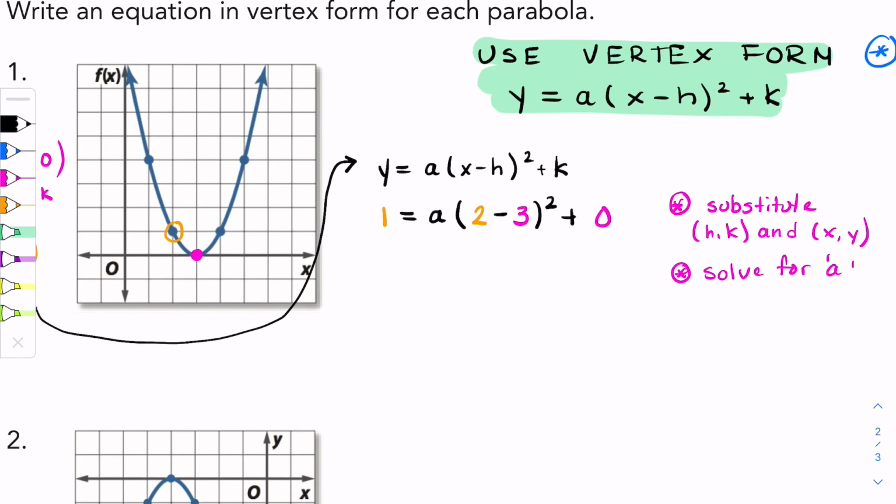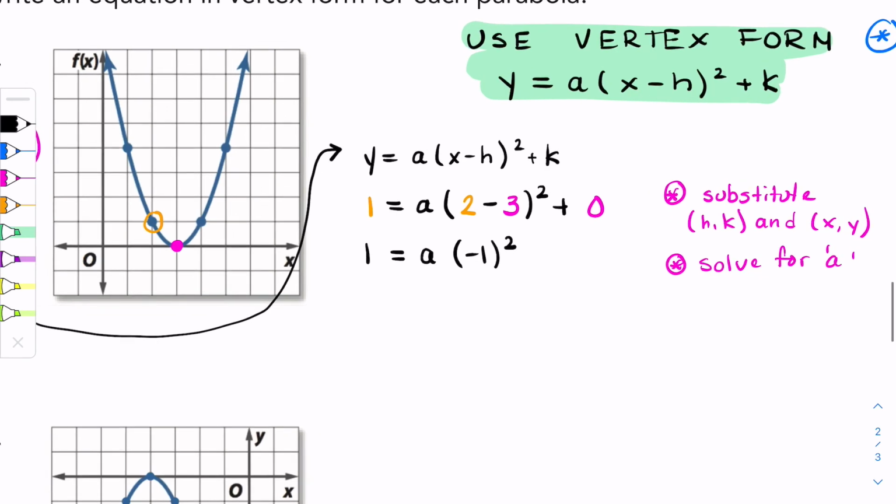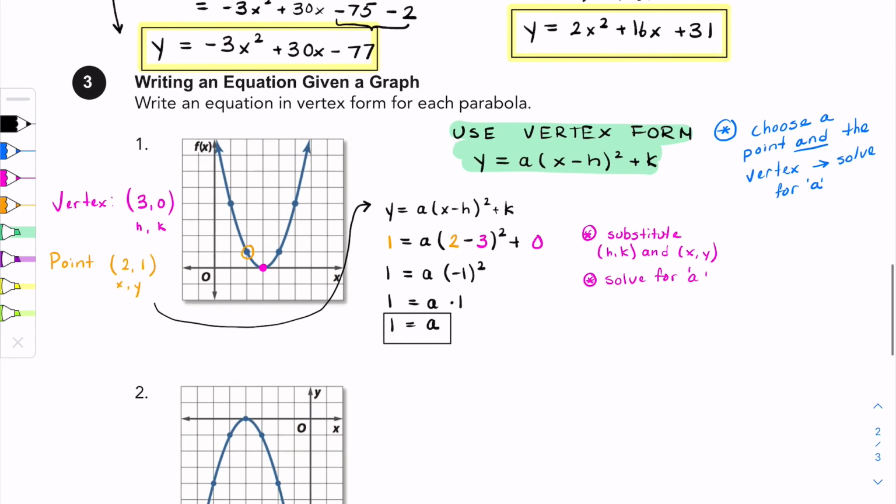In order to solve for a, I'm going to have 1 is equal to a multiplied by 2 minus 3, which is negative 1, in parentheses squared, and we don't need to write plus 0. 1 is equal to a times 1, or 1 is equal to a. For your final answer, you only want your a value, your h value, and your k value. Recall that anytime you have something in vertex form, you still have an x and y variable included in your function. So you need that when you're writing in vertex form.